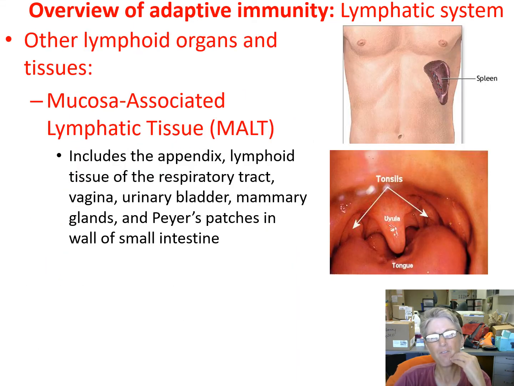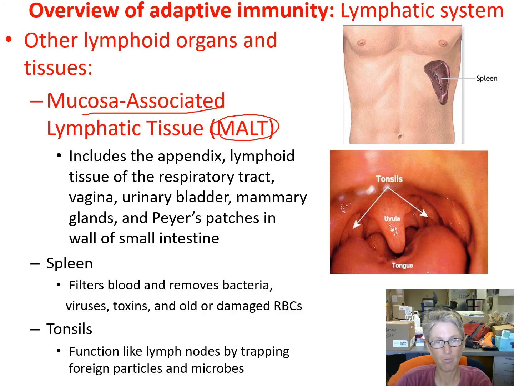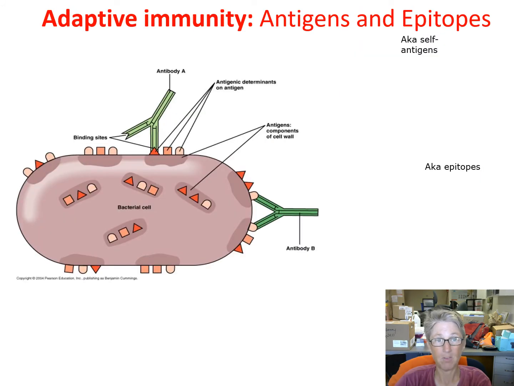Other lymphoid organs we talked about in the portals: mucosa-associated lymphoid tissue, or MALT. There's respiratory-associated lymphoid tissue, that's RALT. There's gut-associated lymphatic tissue, or GALT. So lymphatic tissue is strategically placed all over your body to fight off the foreign invader.